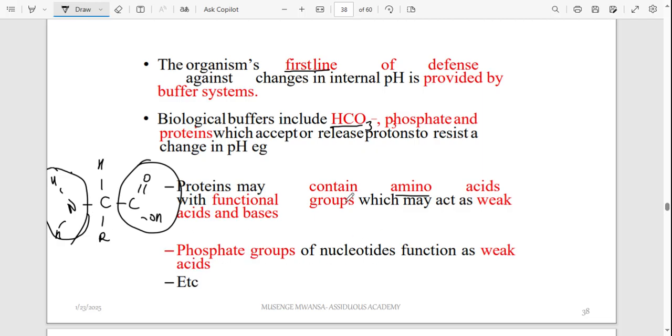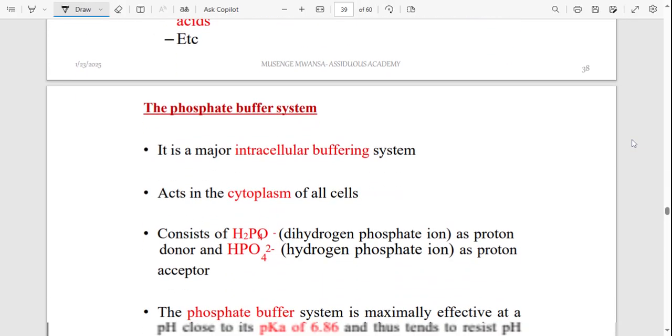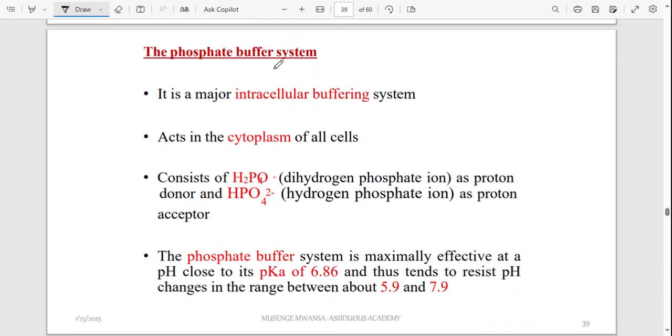Phosphate groups of nucleotides function as weak buffers. Also, nucleotides like the DNA and the RNA. These have got these phosphates. If you remember from first year, we talked about the phosphodiester bonds. So those phosphates actually help in acting as a buffer. So the phosphate buffer is found inside the cell. Take note of that, it is intracellular in the cytoplasm of all cells.